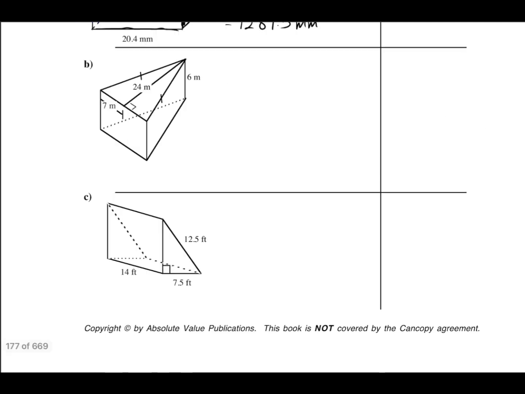For B, it is a right triangular prism. First we need to figure out the triangle, the top one. This is an isosceles triangle, and this part is 7. If you don't know how to do it, you can just draw a triangle by yourself and figure it out first. The height is 24 and this is 7, and we need the area of this one. Because this is an isosceles triangle, this part is also 7.